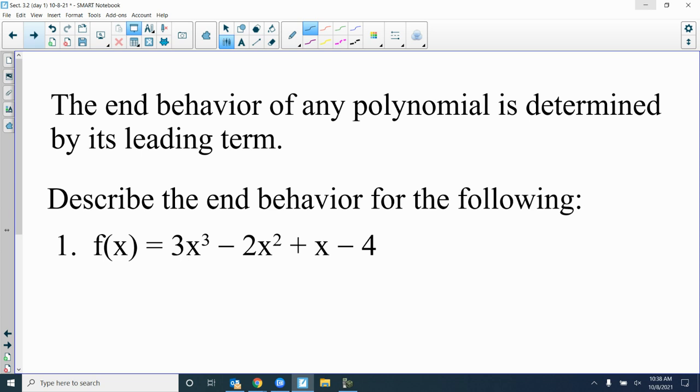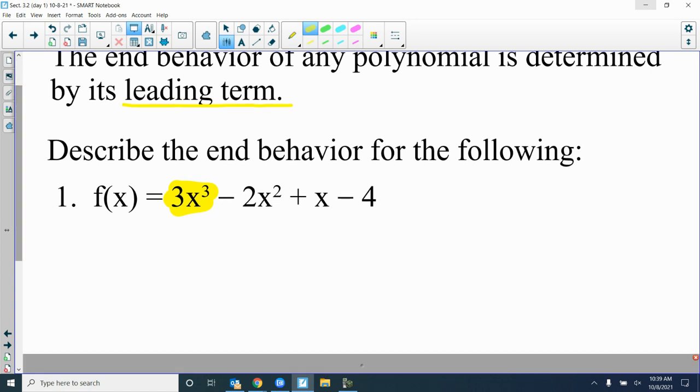The end behavior is determined by the only thing you need to look at, its leading term. The leading term is its highest degree. So if it's not in order, you got to make sure you put it in order. That's the only thing I need to look at right there. That tells me the end behavior, because the highest degree is going to dominate the equation. The other ones will affect it, but this one is going to have the biggest effect. So this is 3x cubed, an odd degree, with a positive coefficient.